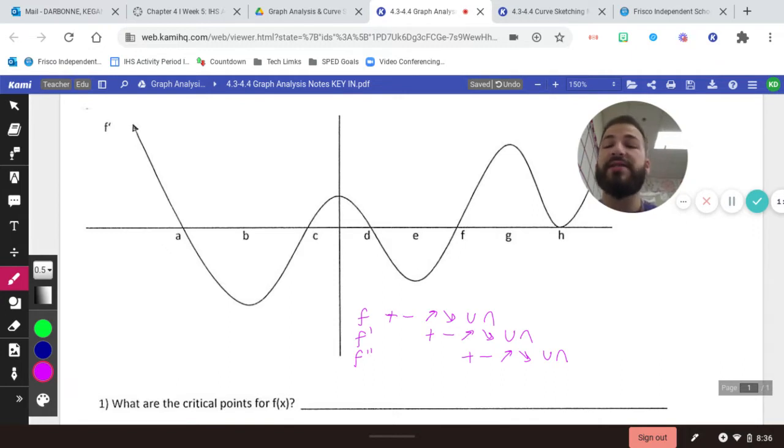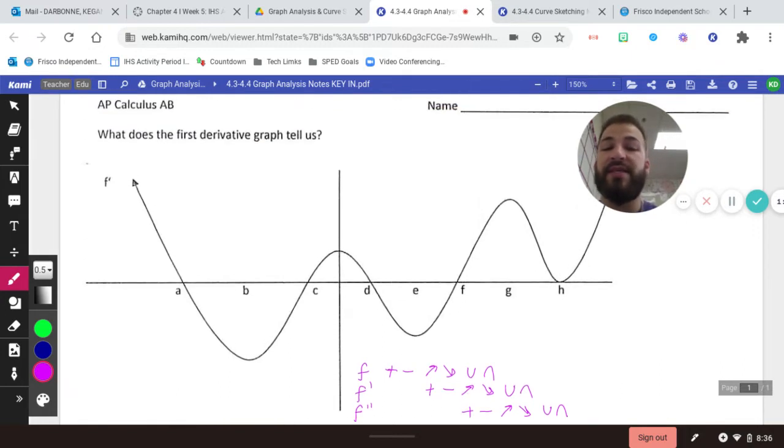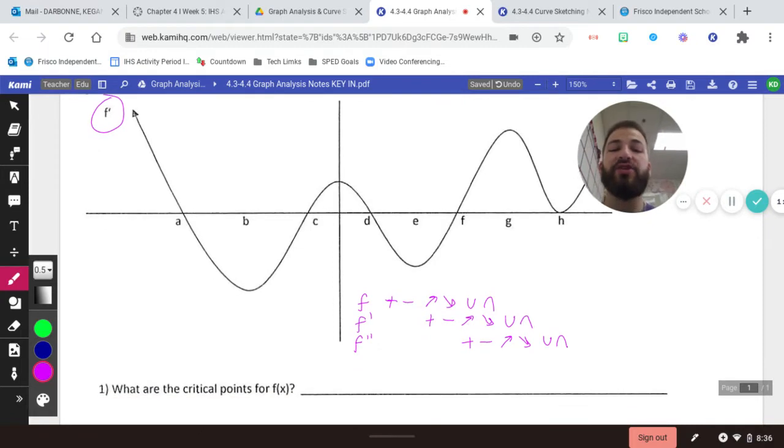Okay, so now let's look at f prime. This is the derivative graph. This is not f. Note specifically that it is f prime. It also tells us in the problem that it is f prime. It's always very important to know what function you're looking at. Since I'm looking at f prime, I'm thinking everything in terms of, what does this information tell me about f and f double prime?